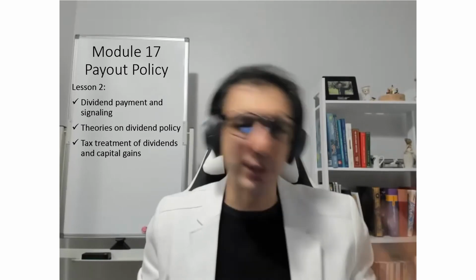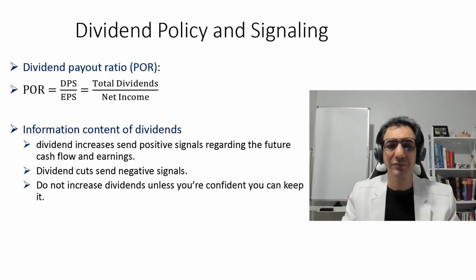And finally, we'll talk about one of the most attractive topics in the world of dividends and capital gains, which is the tax treatment. And what is the implication for the tax payment when it comes to dividends or capital gains? So as an investor, which one would you prefer to have? Would you prefer higher dividends or higher capital gains? So we'll talk about that in this lesson. So let's start our second lesson.